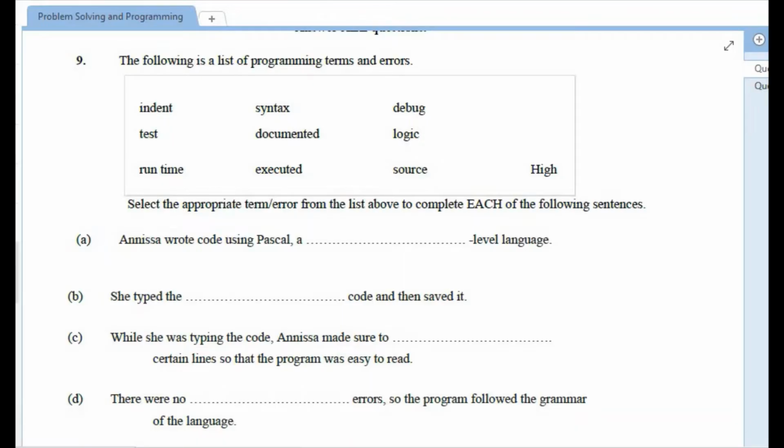All right, for question 9, we are presented with a list of programming terms and errors, and then we're asked to fill in the blank based on the statements that are given below. The first question implies that Anissa wrote code using a Pascal dash level language. So what type of level programming language is Pascal? In this case, Pascal is considered to be a high level language.